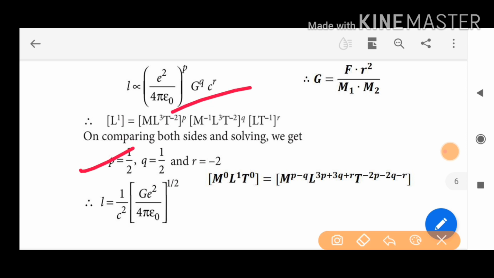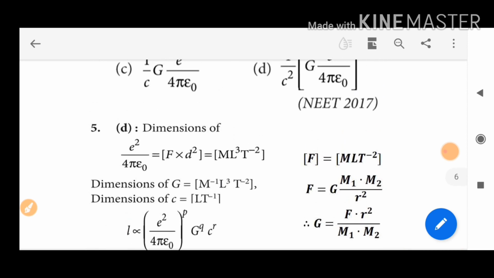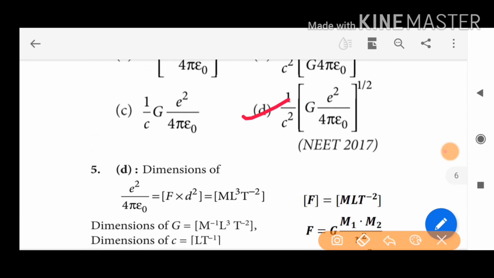You easily get L equals 1 upon C to the power minus 2, that means 1 upon C square, times G to the power half, and e square by 4 pi epsilon naught whole to the power half. So which option is correct? Option D is the correct answer.